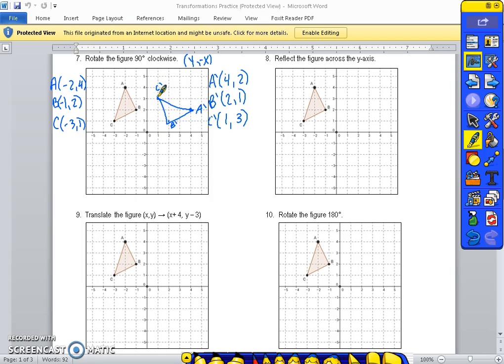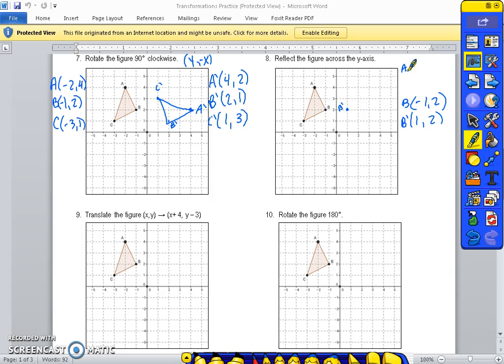And that's your new image. For number 8, reflect the figure across the y-axis. So B is negative 1, 2. To flip across the y-axis, we're going to take the opposite of the x-coordinate. That's going to become 1, 2.